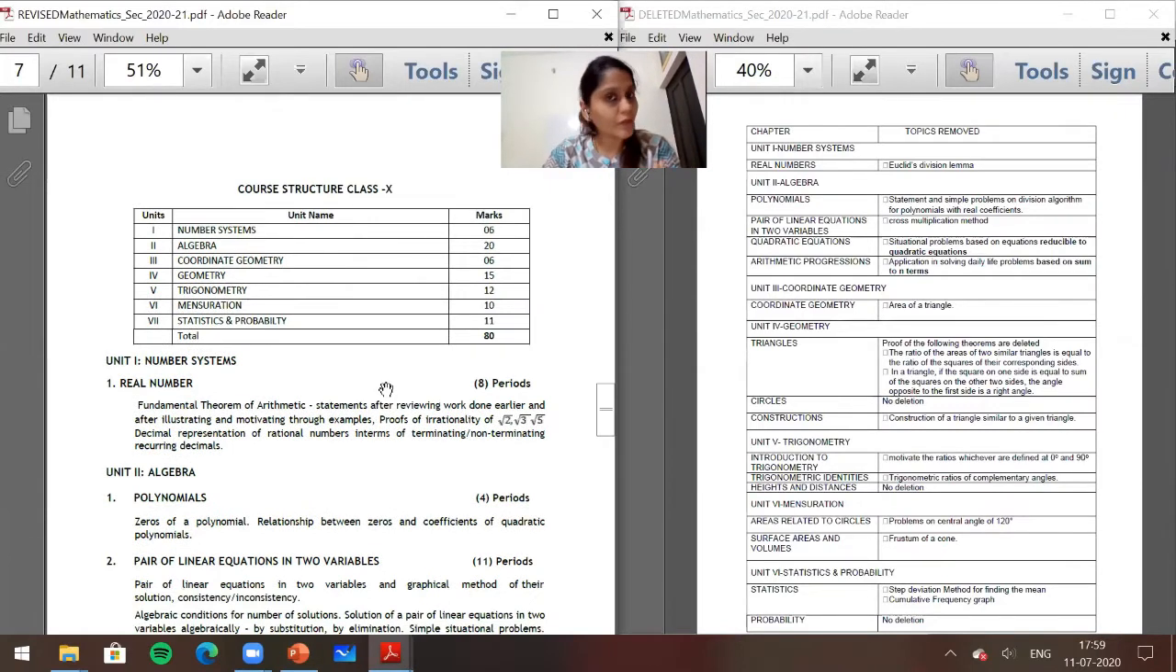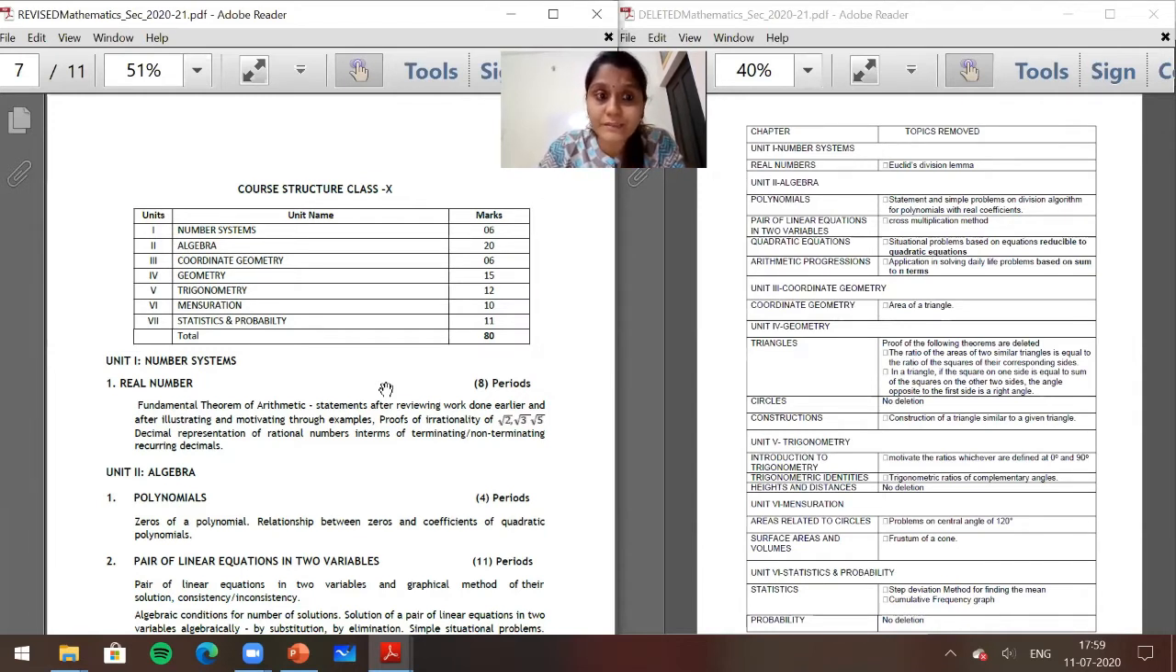Paper pattern is the same, no change in paper pattern. 80-20: 20 will be internal, 80 will be your external. Again, you have 7 units in maths. Out of those, the 7 units are retained as they are. There is no chapter deletion, but there is topic deletion in each of the chapters. Weightage of each unit is again going to be the same.